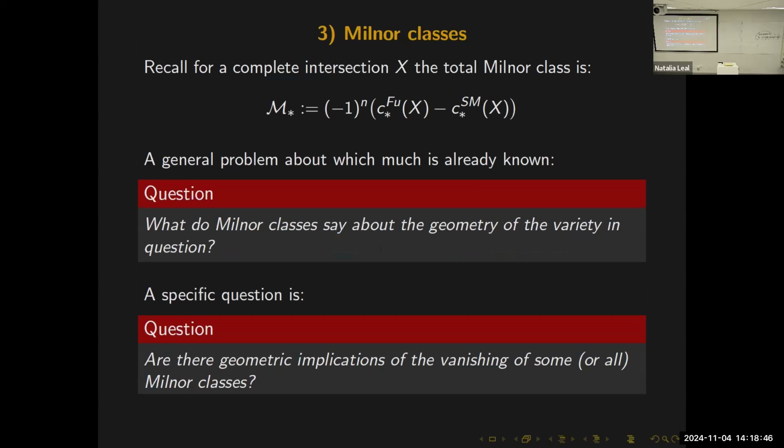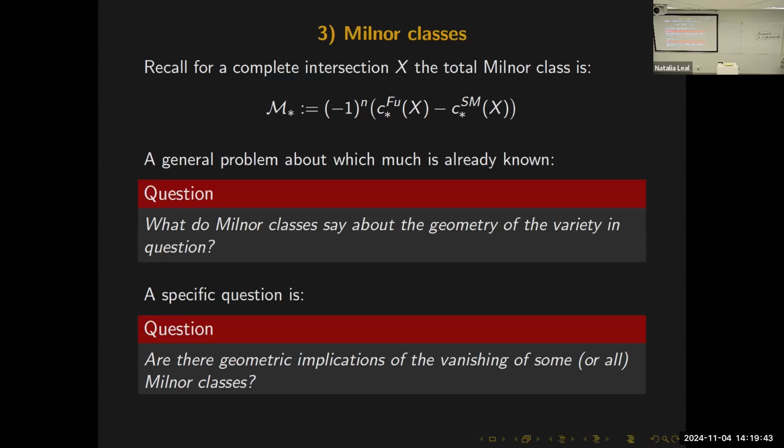Next topic. This will be very, very short. Now recall that for a complete intersection, the total Milnor class can be defined in this way. It's the difference of the total Fulton or Fulton-Johnson class, which for complete intersections coincide, with the Schwartz-MacPherson class. Okay. So a general problem, well, Paulo was, if I'm not mistaken, the first one to look at this difference, which then arose in different settings by various people. And the general problem can be phrased as saying, what do Milnor classes say about the geometry of the variety in question? As George mentioned this morning, a lot is known, a lot is to be known. One specific question: are there some geometric implications of the vanishing of the Milnor classes?